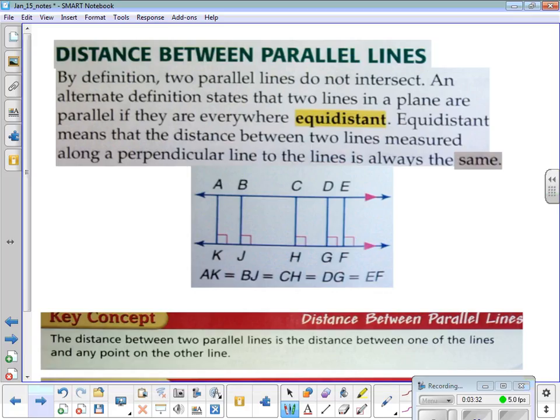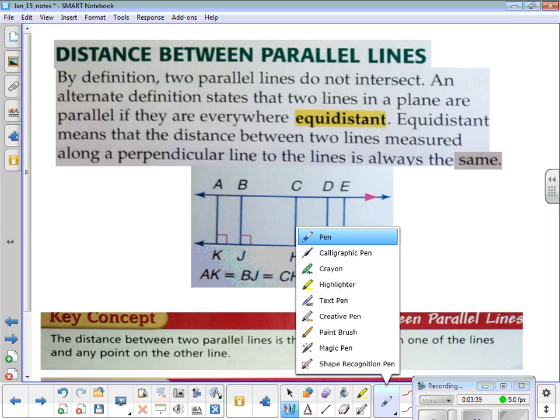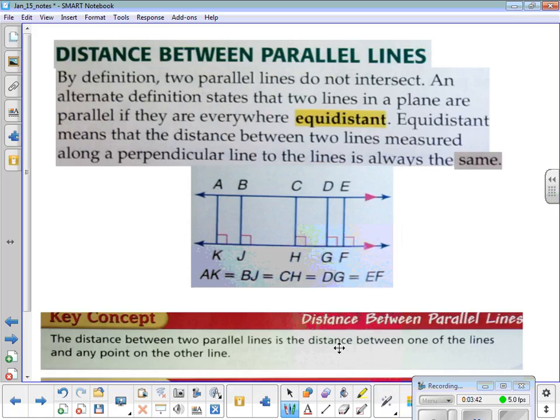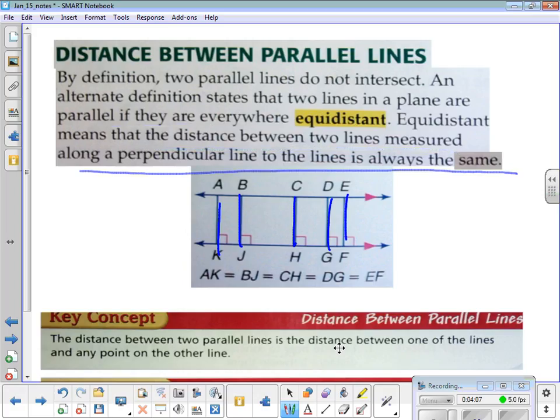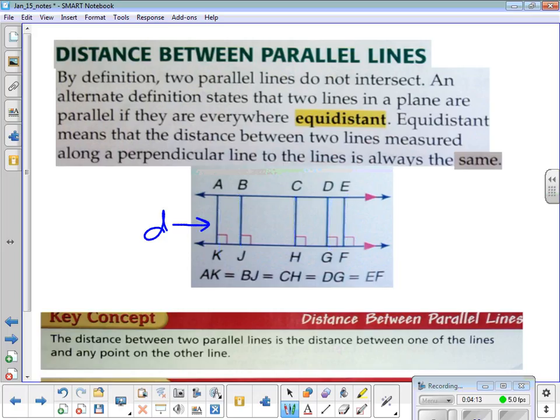Okay, a couple of definition type things to go with. I'm going to switch to the magic pen so we can write that out. By definition, two parallel lines, yada, yada, yada. I can rephrase the whole thing saying two lines in a plane are parallel if the distance between the two lines measured along a perpendicular line always remains the same. As long as every one of these distances, no matter where it is, stays the same, the lines are parallel. That's very useful, but I need to know what that distance d is each time.